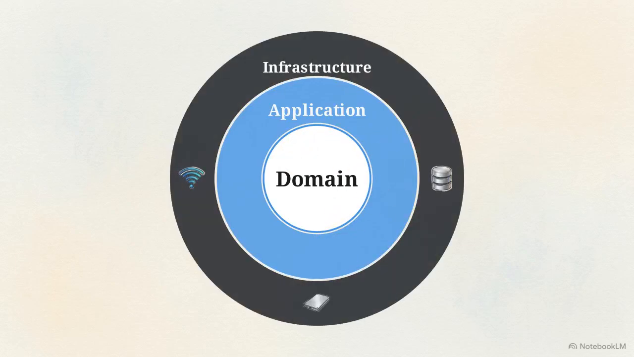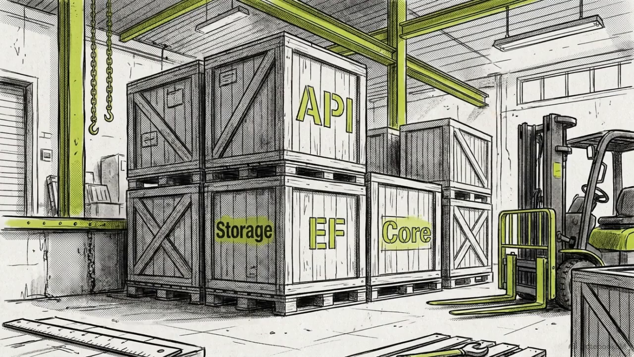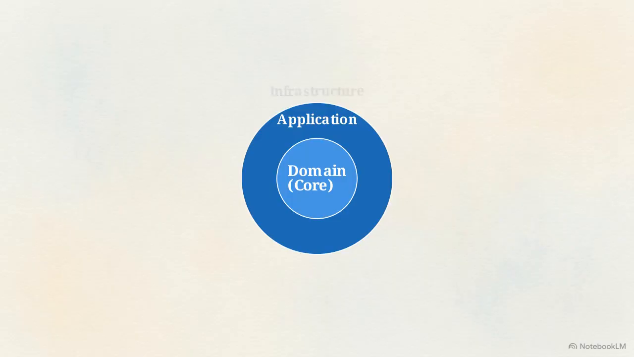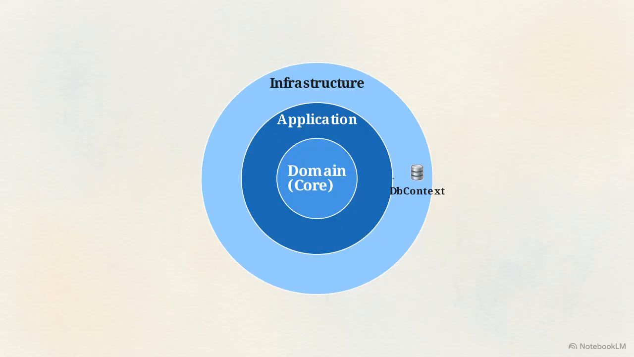Moving outward, we reach the infrastructure layer, where technical implementation details live. It references the application layer for interfaces. This is the home for your external API clients, file storage services, and Entity Framework Core migrations. Crucially, the DB context lives here, preventing core logic from tying to a specific mapper.